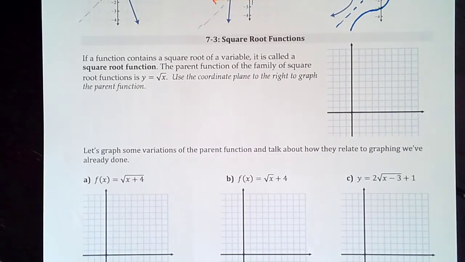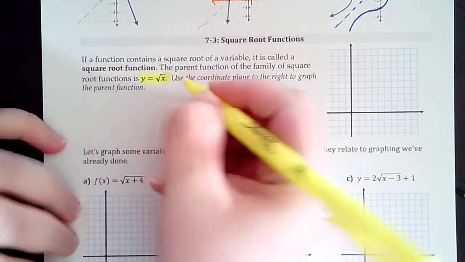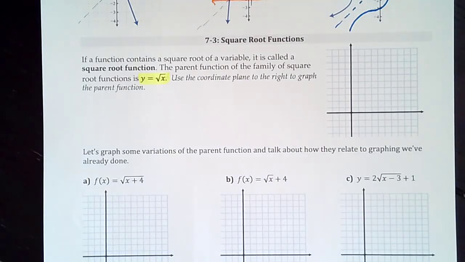So if a function contains a square root of a variable, it is called a square root function. The parent function of the family of square root functions is y equal to the square root of x. Now, this is just a good parent graph to log away because we do use square roots pretty often. And of course, it says use the coordinate plane to the right to graph the parent function.